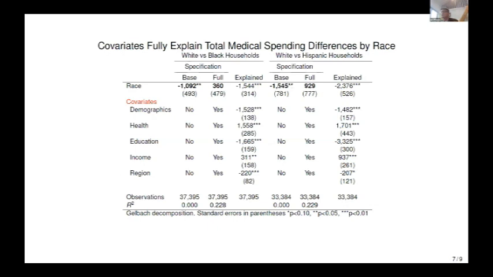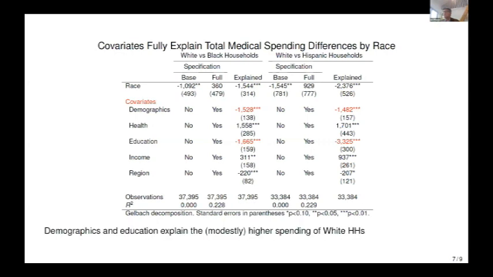You see the same basic patterns when we're thinking about Hispanic versus white households. Again, Hispanic households spend less in total than whites. However, once we control for all these covariates, they explain more. In this column with these red objects, these are the shares explained by the different covariates. We're using what some people might call a Gale-Bach decomposition here.